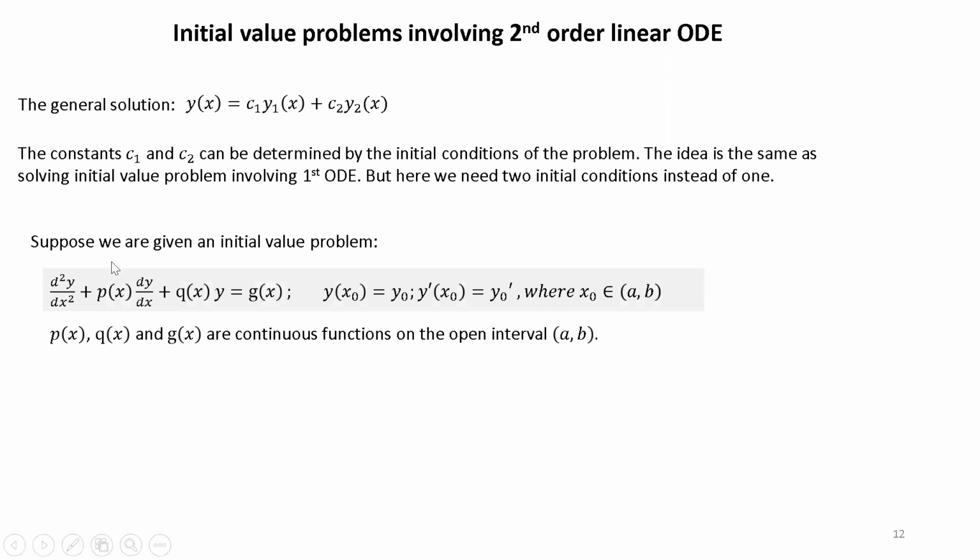Mathematically, in general, what we are dealing with is this. I have this second order ODE here, and then I give you these two initial conditions. The first one is that at some particular value x naught, I tell you the value of y, which is y naught. And at that same value x naught, I tell you the derivative of y at that point.